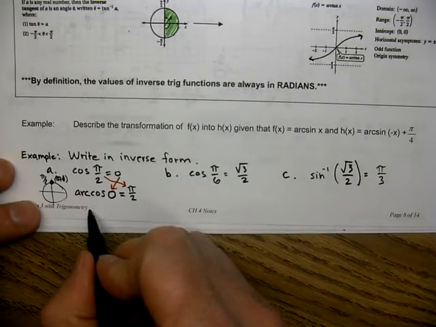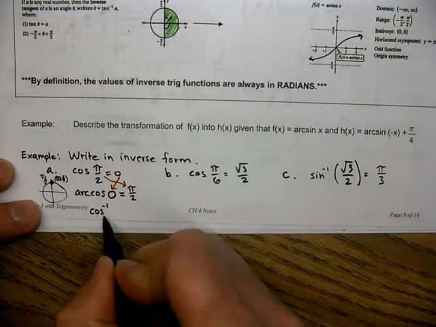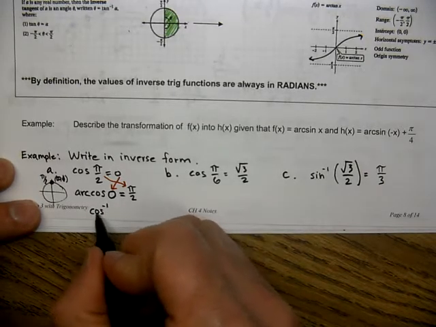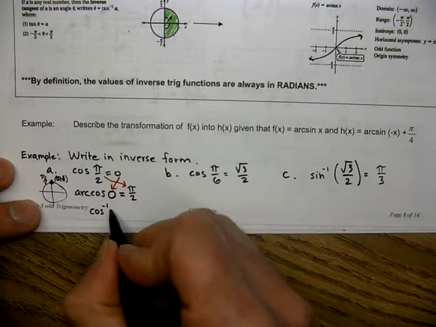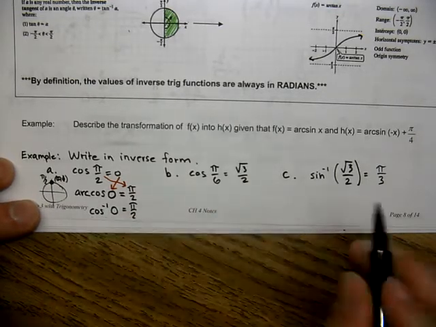Now we could have used this notation, we could have used cosine inverse with that little superscript. Again, notice that's not an exponent, that's just a superscript. We're saying inverse cosine or cosine inverse of 0 equals pi over 2. So you could write it either way.